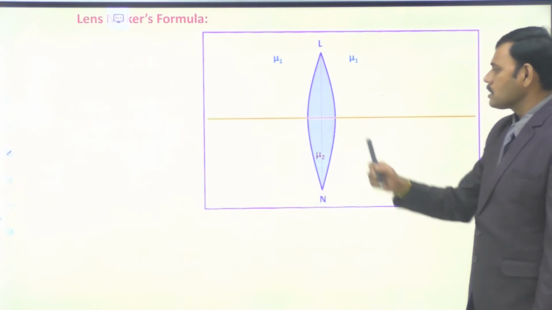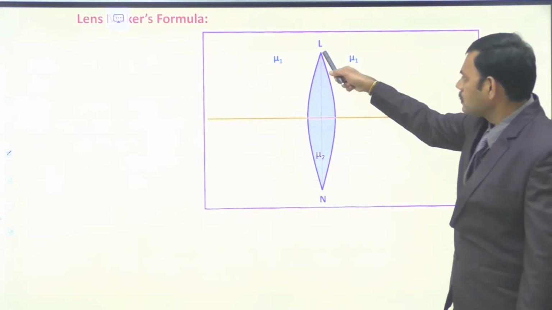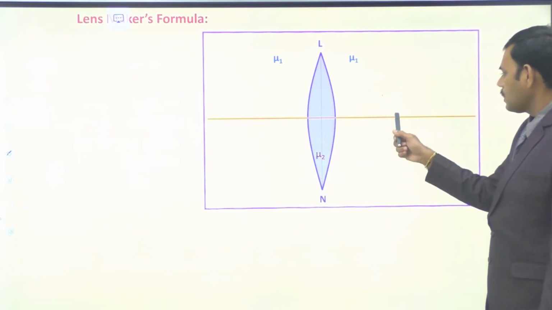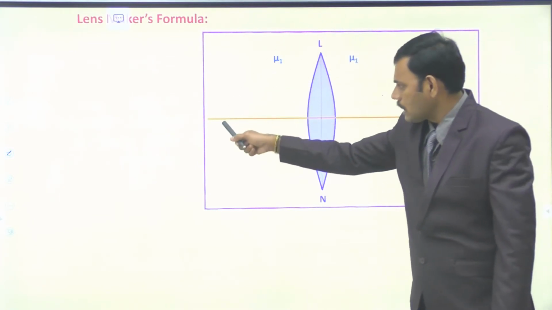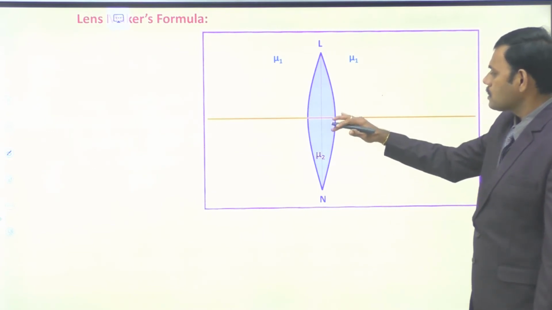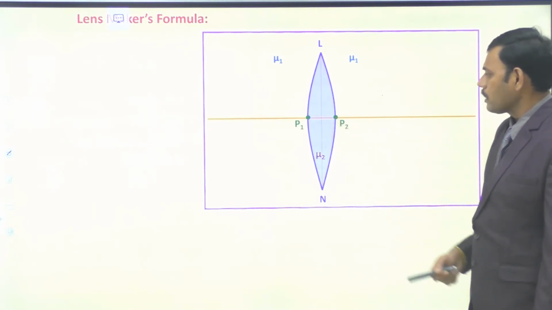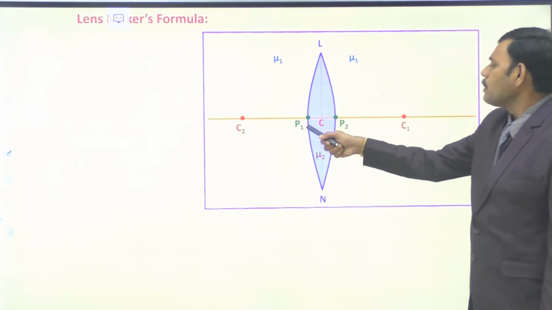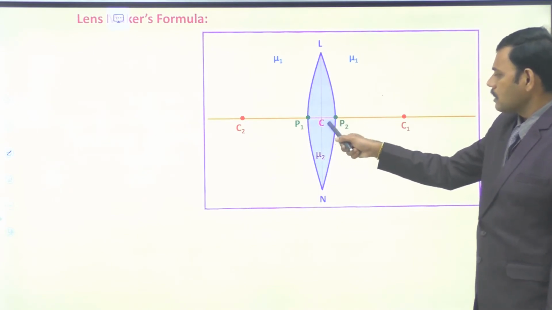A line passing through the optic center and the centers of curvature of the two surfaces. For the first refracting curved surface, we have the center of curvature at the right side. For the second refracting surface, we have the center of curvature at the left side. C1, C2 are there. Any line passing through C1, C2 and the optic center is the principal axis. P1 is the pole of the first refracting surface. P2 is the pole of the second refracting surface. The midpoint of these two poles is the optic center, which we represent by the letter C.